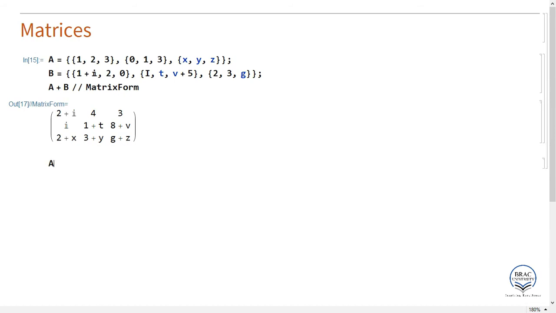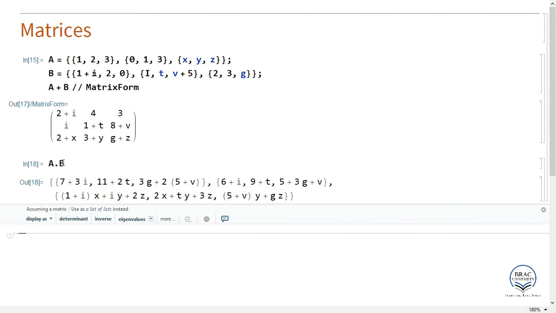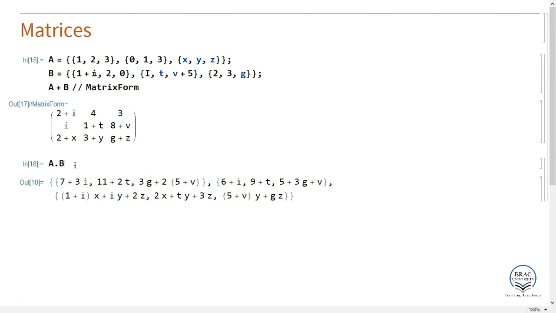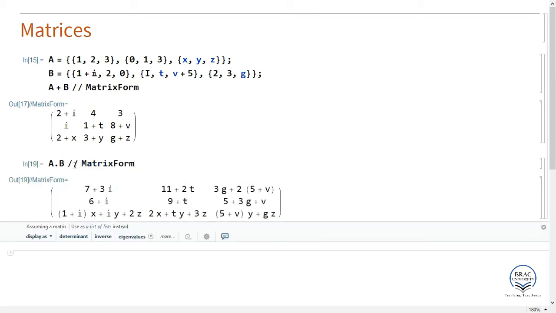So I will just have to type A, and the standard matrix multiplication is defined with a dot. So you put a dot B, and again I want to see it in matrix form, and there you have it. Mathematica handles everything successfully.